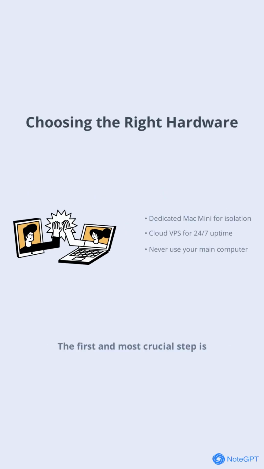First and most crucial step is selecting the right hardware for your AI employee. Security and performance are top priorities here. Many users opt for a dedicated Mac Mini, which provides an isolated sandboxed environment, keeping your personal files safe. Alternatively, a cloud VPS, such as those offered by Hostinger, is a cost-effective way to ensure your AI is always online, typically for just a few dollars a month.